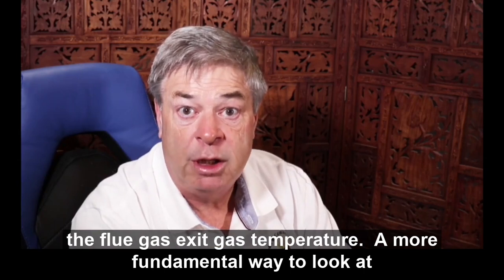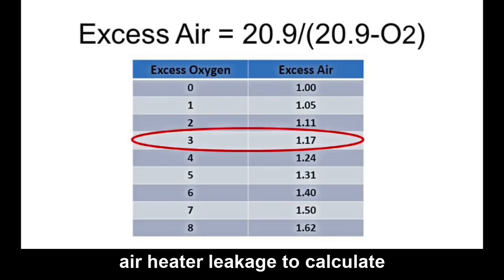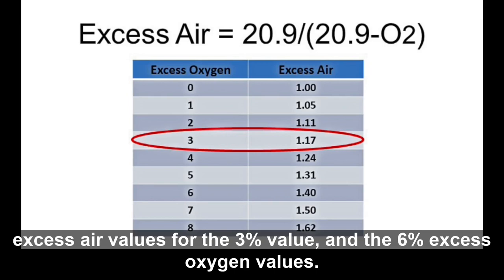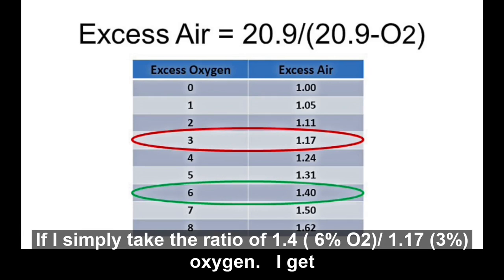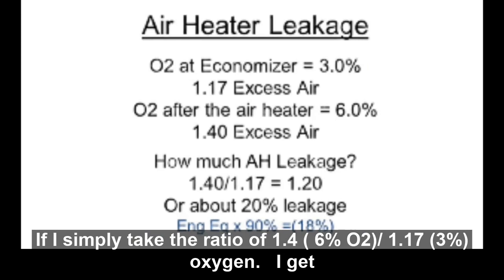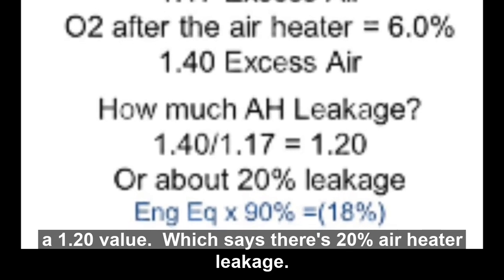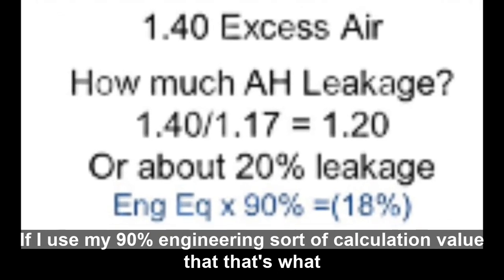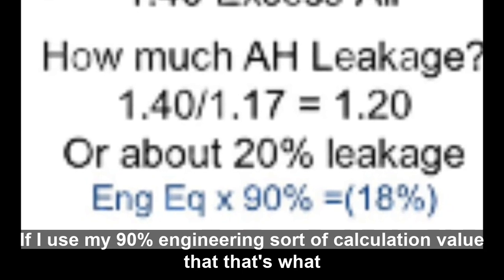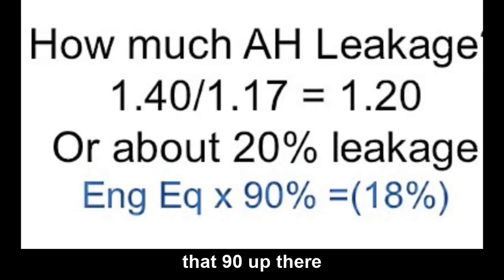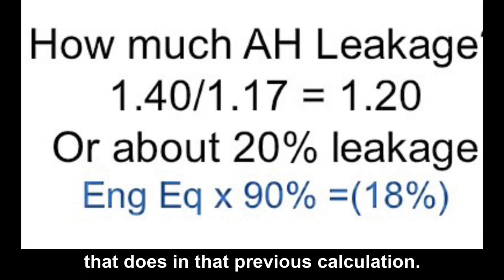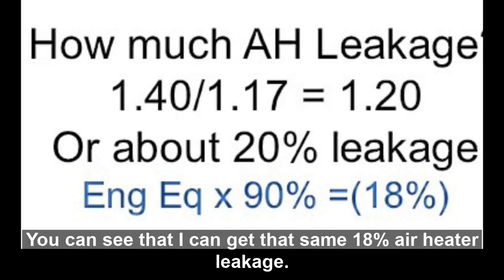A more fundamental way to look at air heater leakage is to calculate the excess air values for the 3% value and the 6% excess oxygen values. If I simply take the ratio of 1.4, the 6%, divided by the 1.17, the 3% oxygen, I get a 1.20 value, which says there's 20% air heater leakage. If I use my 90% engineering sort of calculation value, that's what that 90 up there does in that previous calculation, you can see that I can get that same 18% air heater leakage.